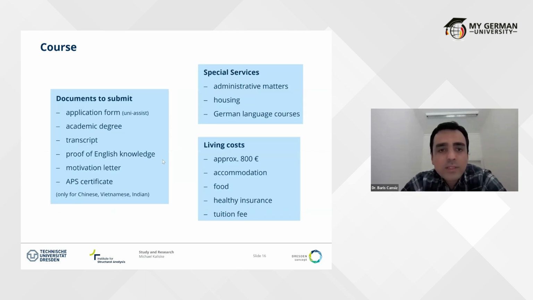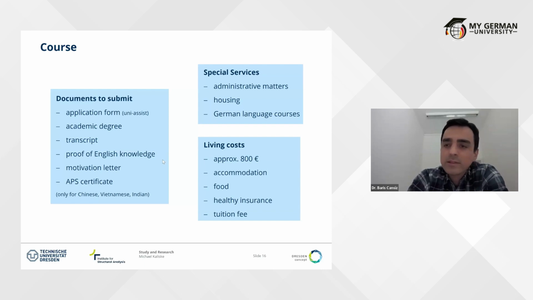So what documents need to be submitted? We have the application form provided by the UniAssist system, and then the academic degree, transcript, and proof of English need to be submitted. And then, of course, the motivation letter is required. For applicants who come from China, Vietnam, and India, they need an APS certificate. And our university offers some special services for administrative matters, accommodation, and German language courses.